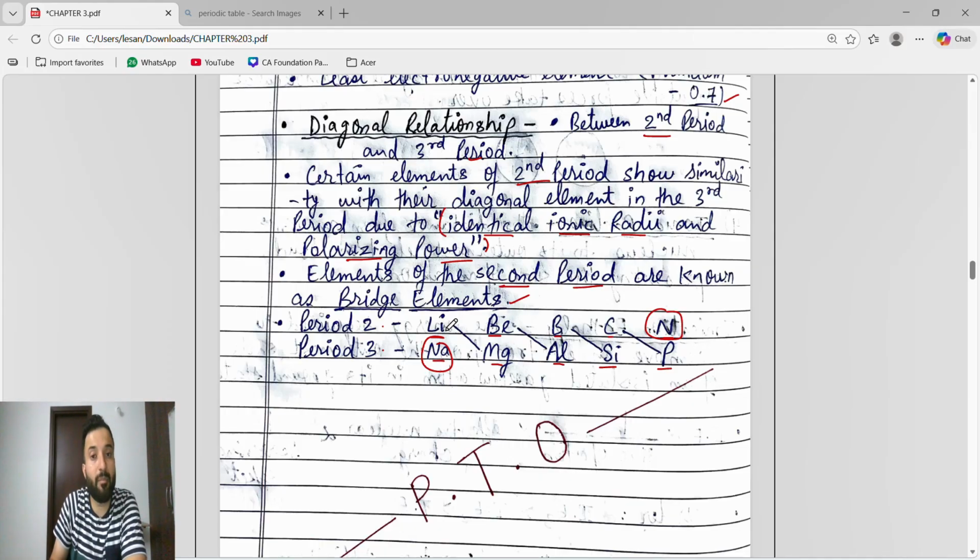Lithium, a period number 2 element, forms a diagonal relationship with a period number 3 element, that is magnesium. In the examination they can ask: boron is a second period element, with which element does it form a diagonal relationship? It forms it with a period number 3 element, that is silicon.